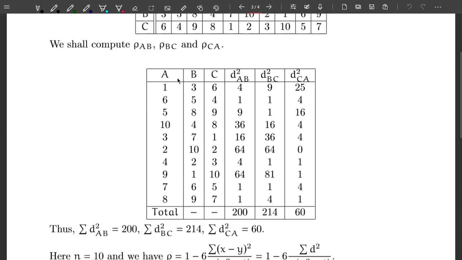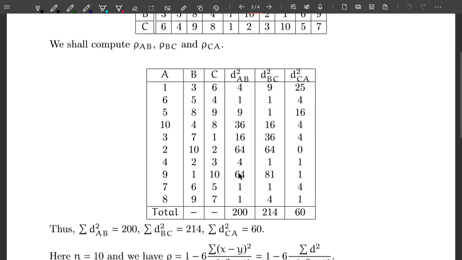So first we will write the ranks given. These are the ranks given by the 3 judges. We calculate the value of D square of AB. So we first calculate D square values. 1 minus 3, that is minus 2. Minus 2 square will be 4. 6 minus 5, 1. 1 square will be 1.